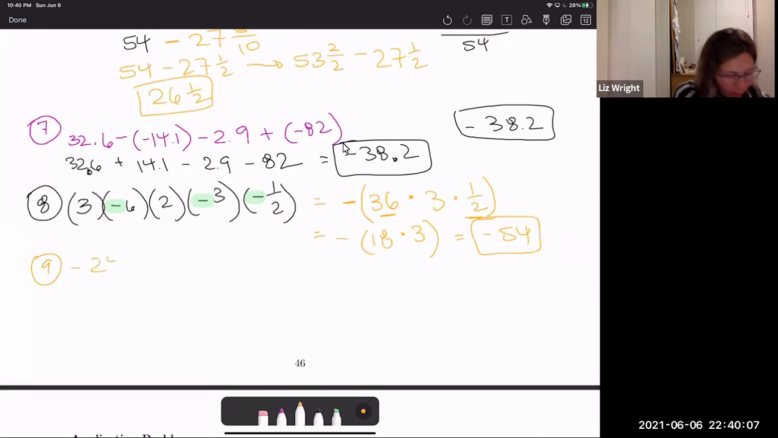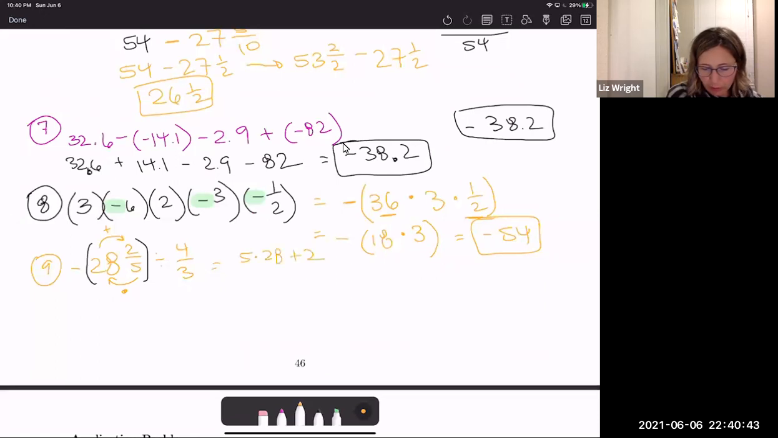So we've got negative 28 2/5, and we are going to divide it by 4/3. All right, so here, common error again is that students will take 5 times the negative 28. Don't do that. Think about that negative being on the outside. And so we are going to take 5 times a positive 28 plus a 2, and we're going to put it right back over 5. So it's going to be 5 times 28 plus 2 all over 5. This is going to be negative.